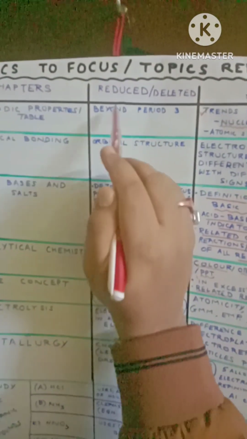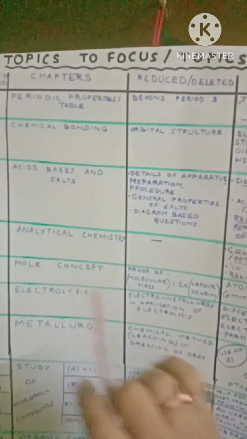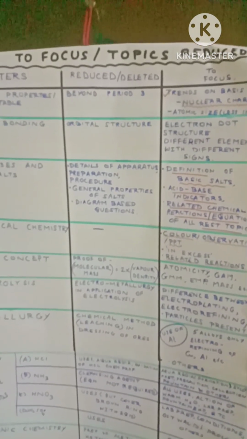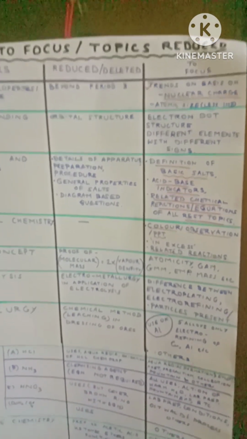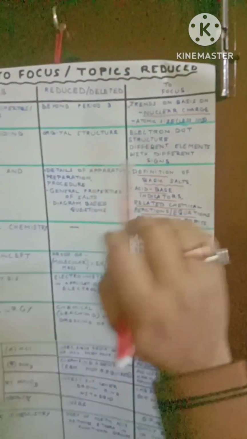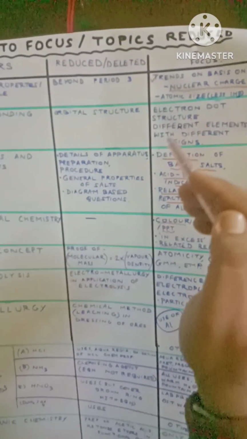Here you see, beyond the periodic table you are not getting a single question, which means that if you are getting something regarding electronic configuration, it will be up to the K, L and M shell. After the M shell and after the third period, you are not getting a single question. It has been notified this year. Now what to study? You see, you are getting some questions.